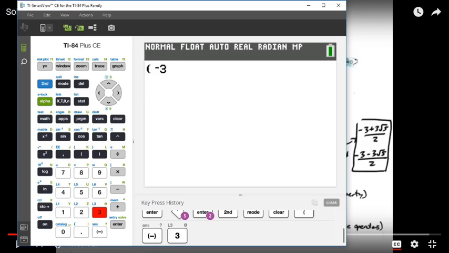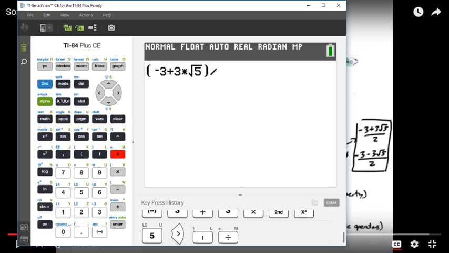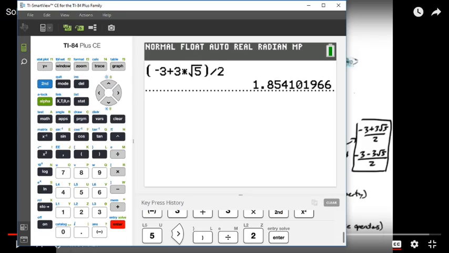And I go plus 3 times the square root of 5. So I'm going to press second, square root is right there. I'm going to put 5 right there. Now that's my numerator, so I'm going to close that off. And then my denominator only has 1 number, so I don't need parentheses there. So divided by my denominator. All right, what do we get? Hey, wasn't that the same number? So this is this, which is what we saw on our graph, right? Okay, one more time.